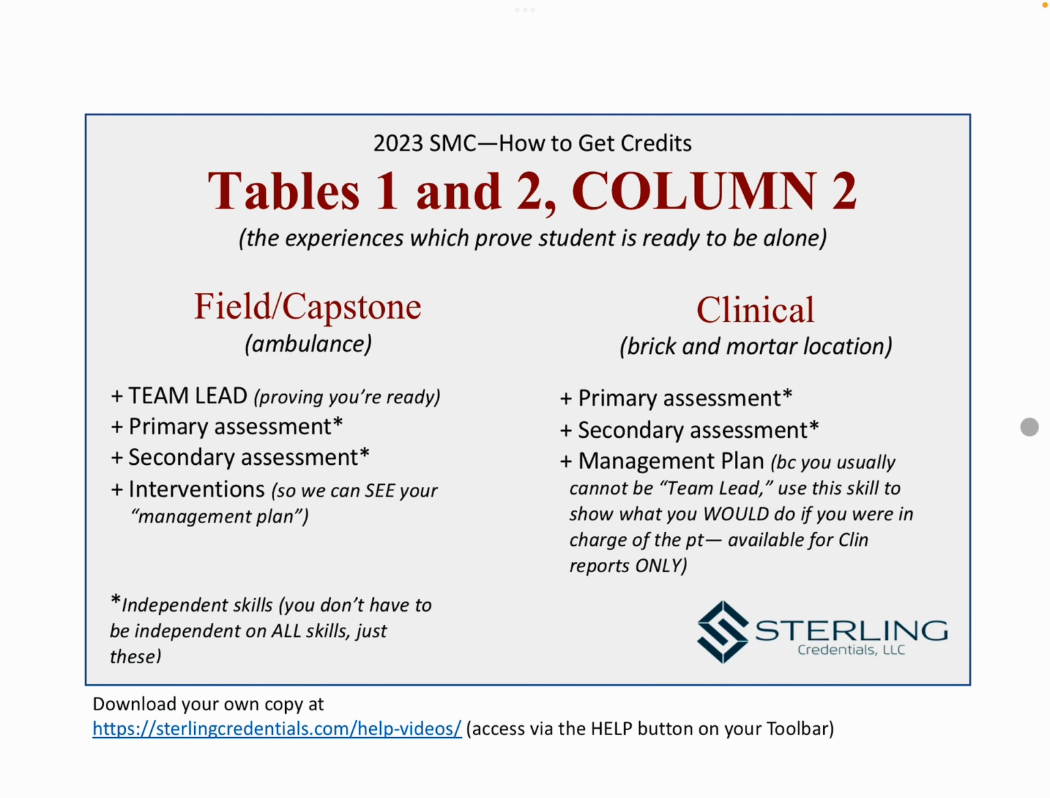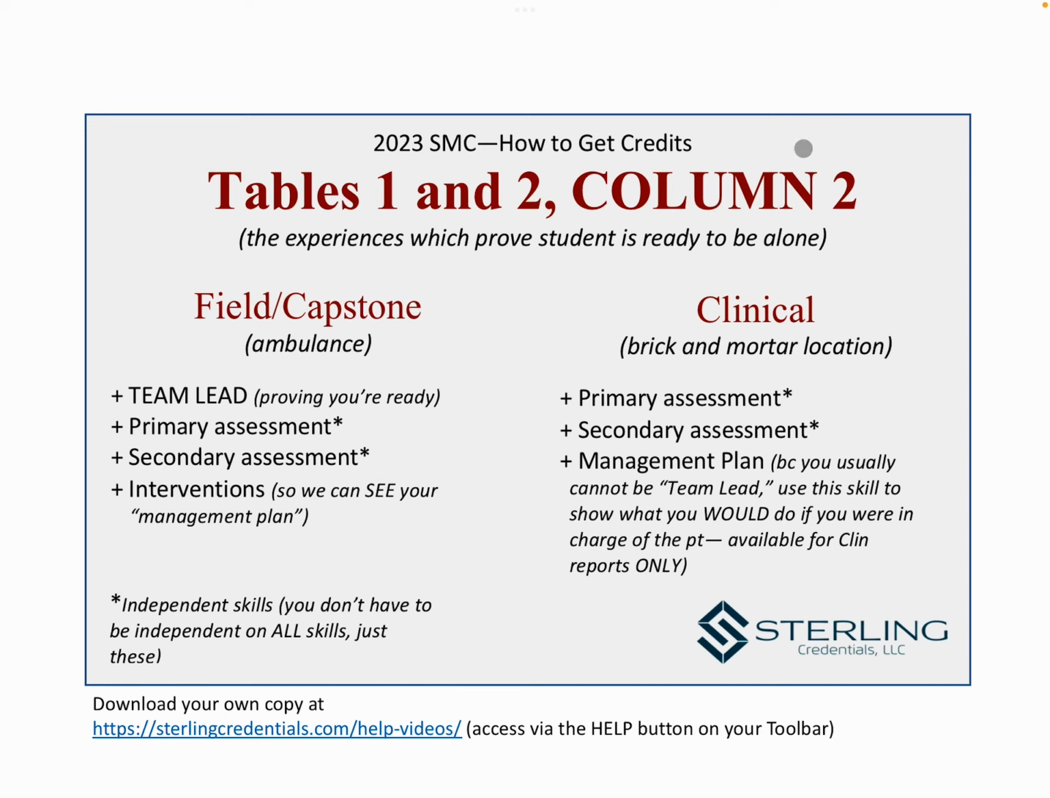Oh, this is the cheat card for column 2. Since column 2 is a little bit tricky in that you have to document enough stuff to prove that you're ready to be alone, you can screenshot this right now if you want to, or you can download a copy from our help videos page. I encourage you to visit our help videos page often because it has everything you need. But here, let's review. If you're on the ambulance, what do you have to do to get column 1? Just a primary and a secondary. That's the rule all the time, primary and secondary.